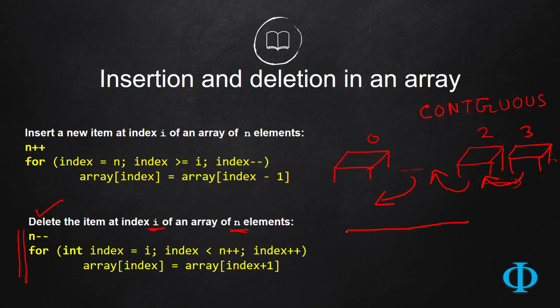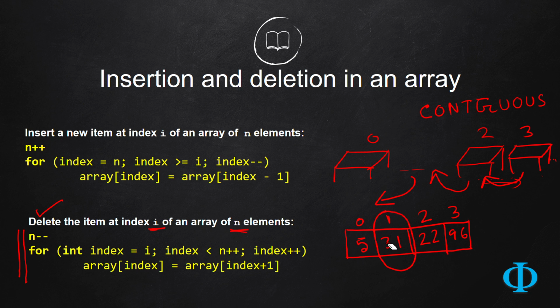So let's say this is my array. Let's say it has elements like 5, 31, 22, 96, something like that. This is index 0, index 1, index 2, index 3, like this. And then let's say I want to delete this element at index 1. So what do I need to do?